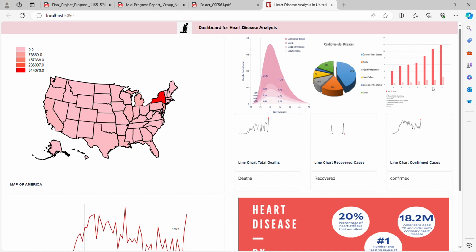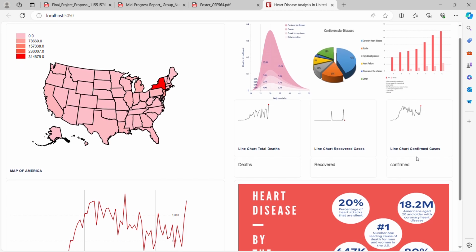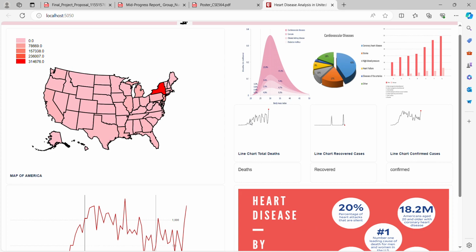Here this graph shows the trends between men and women, and which gender is more prone to death and so on. So this is overall my dashboard.